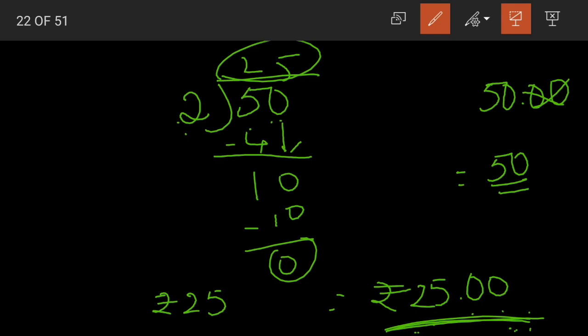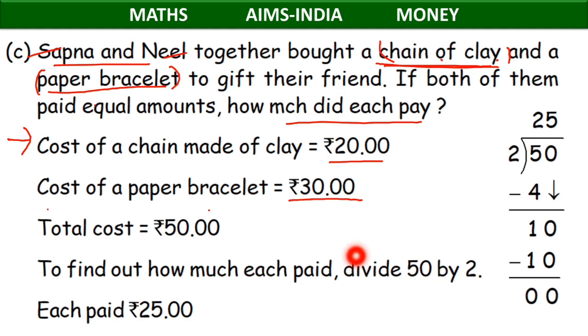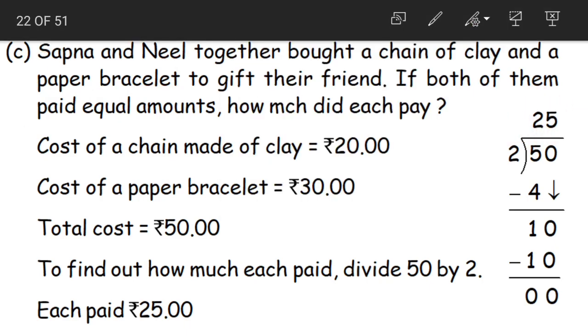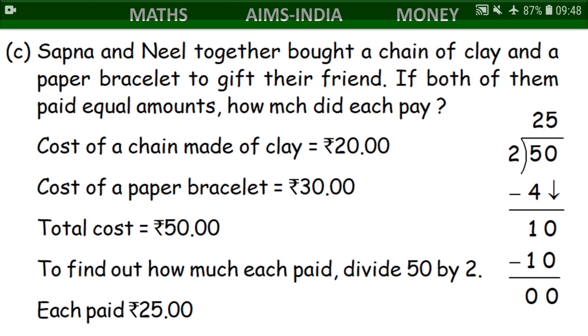Here the amount is shared or divided between two people. So to find out the amount paid by each person, we have to divide the total by the number of people. That is what we have done here. Now how much did each pay? Each person paid 25 rupees and 0 paise. Understood, children, the concept of division.